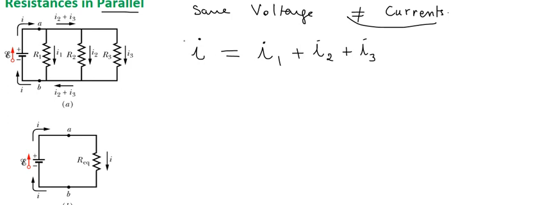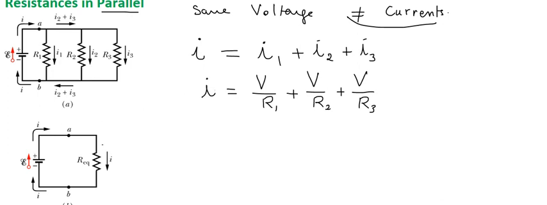And the voltage is the same. So V1 is equal to V2 equal to V3. Let's call it V. What is the current across the resistor R1? That's just V over R1, plus V over R2, plus V over R3. That's the total current.